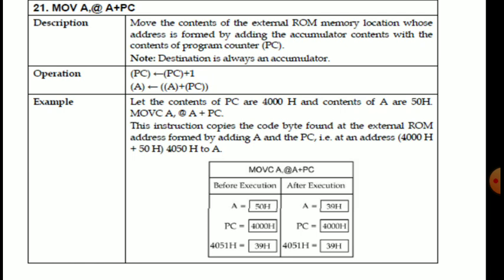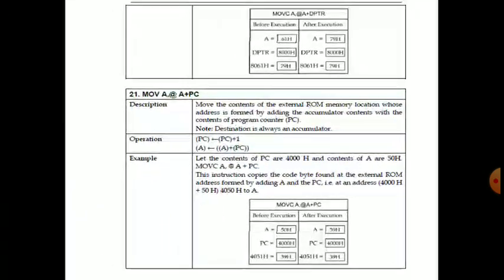No need to remember these values. As it is external, the PC is a 16-bit pointer. The required data will be copied onto the accumulator, and PC remains 4000H, with the same data before and after execution. So these are somewhat complex because external memory is involved. MOVC A, @A+PC, and the accumulator must always be the destination in this type of instruction.